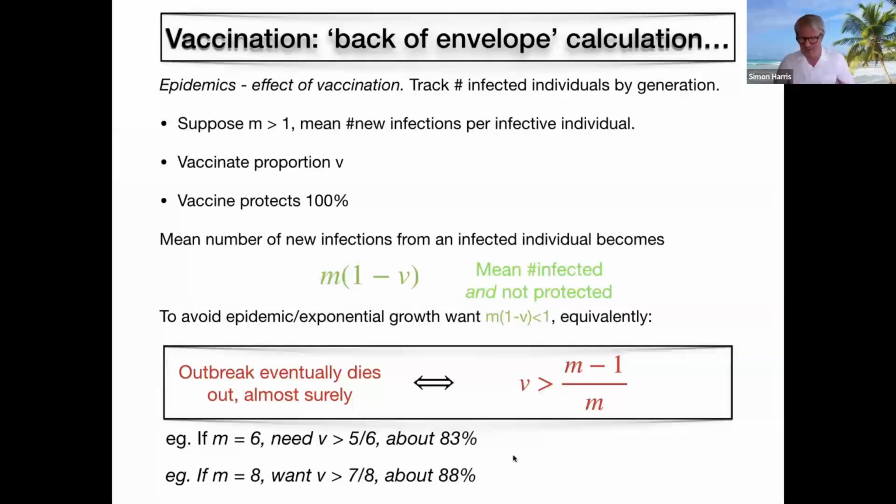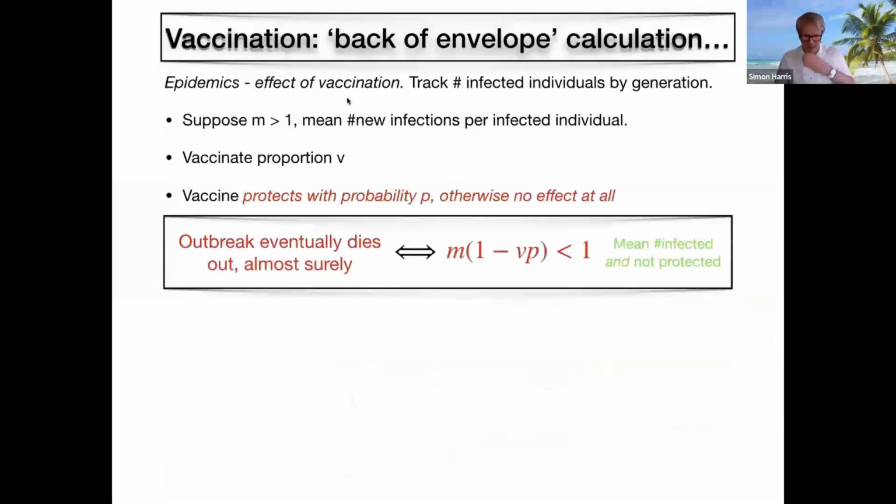So this is a back of the envelope rough computation. If the mean is 6, for example, you'd need 83%. If the mean was 8, you'd need 88%. But it is just a toy model, which is the simplest thing you could ever do. But it gives you some rough ideas, right? So these are not unreasonable numbers, but it's a very simple, crude estimate, but not bad.